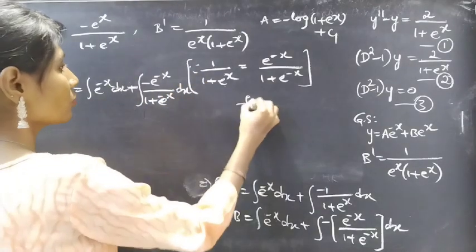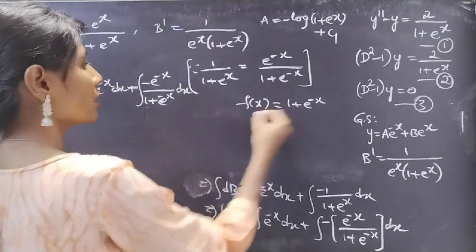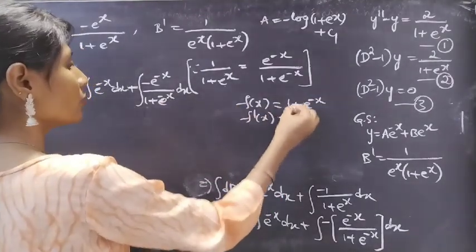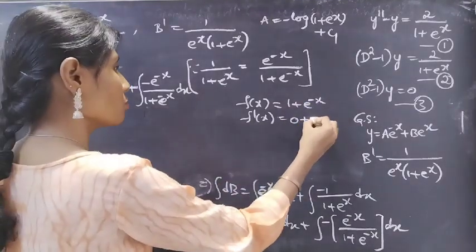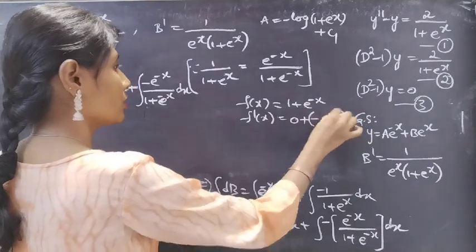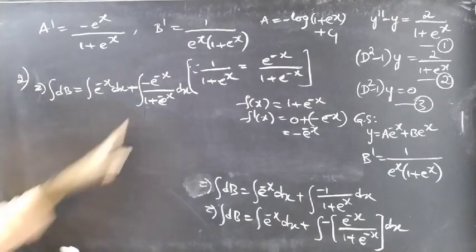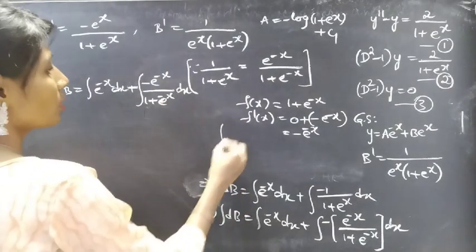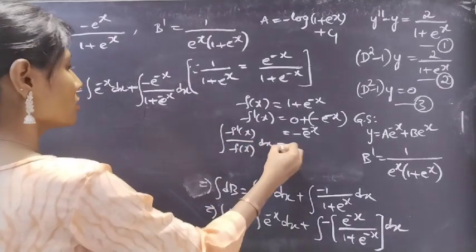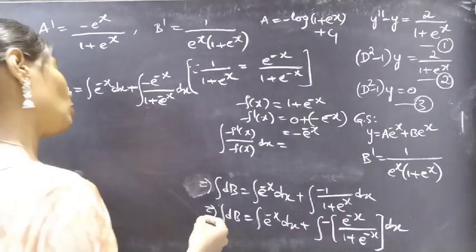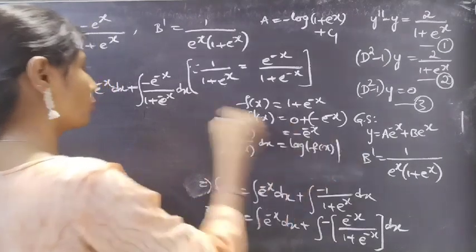If f of x equals 1 plus e power minus x, then f dash of x will be the derivative of 1 with respect to x, which is 0, plus the derivative of e power minus x with respect to x, which is minus e power minus x, right? So we'll get f dash of x equals minus e power minus x. So this integrand is of the form f dash of x by f of x, right? Since we know that integral f dash of x by f of x dx is log mod f of x, we can apply this formula here.